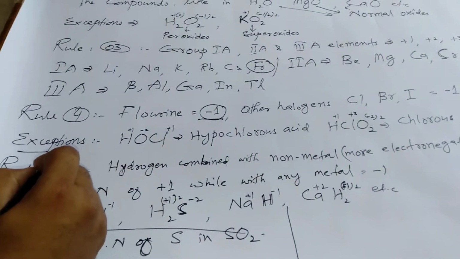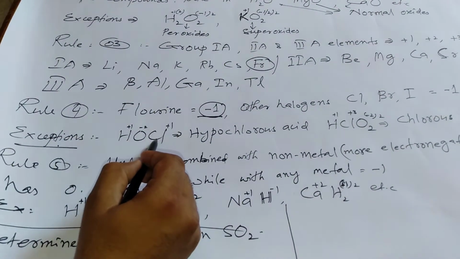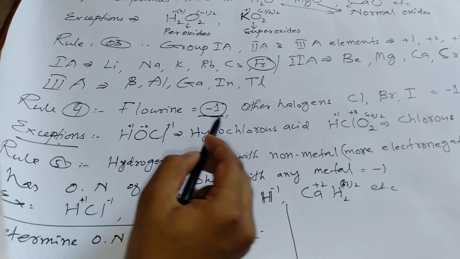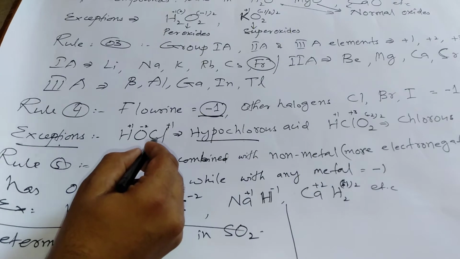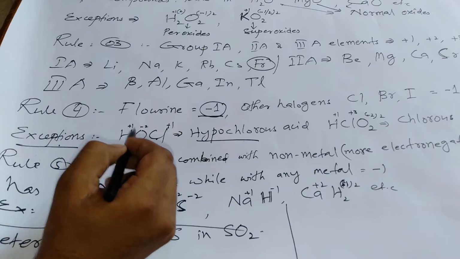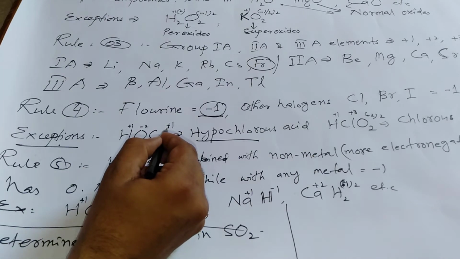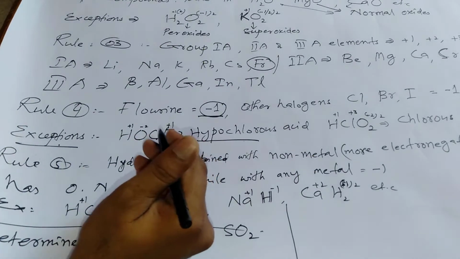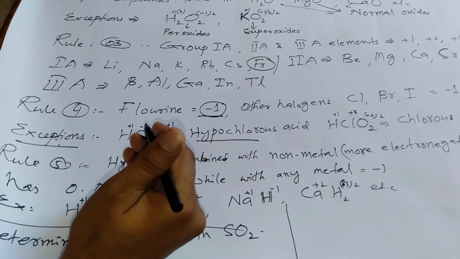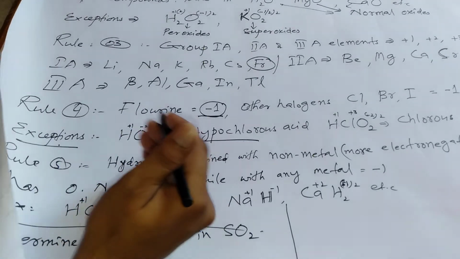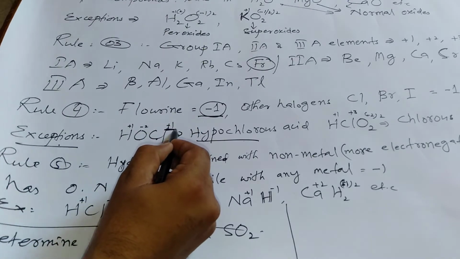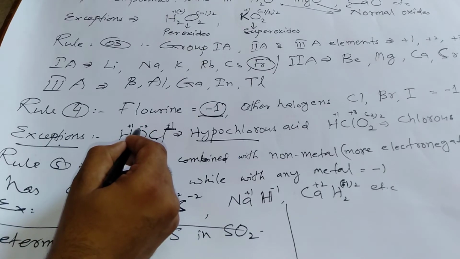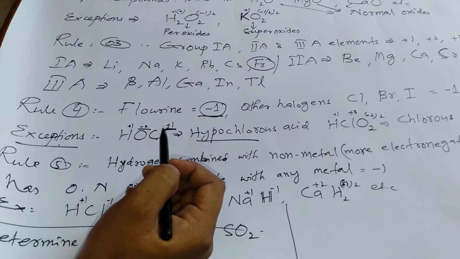But there are also certain exceptions, like chlorine has +1 oxidation number in hypochlorous acid. This is because here chlorine is bonded with the more electronegative element oxygen, so it has attained +1 oxidation number. The element which is bonded with another element, if that element is more electronegative, then the element will attain positive oxidation number, while the more electronegative element will attain negative oxidation number.